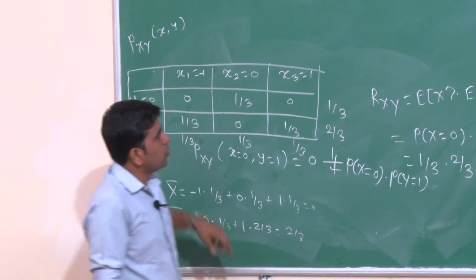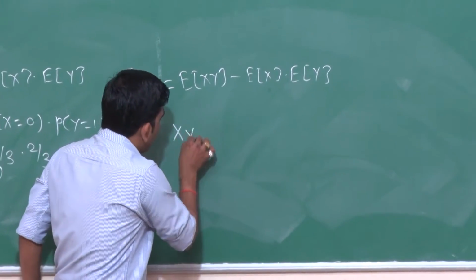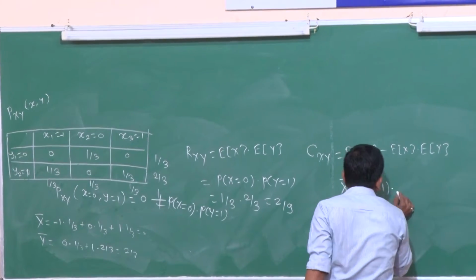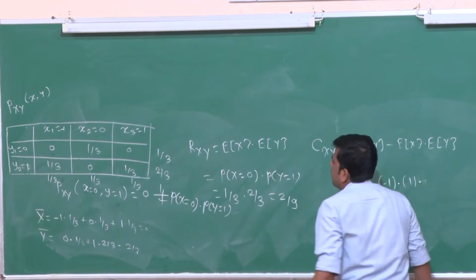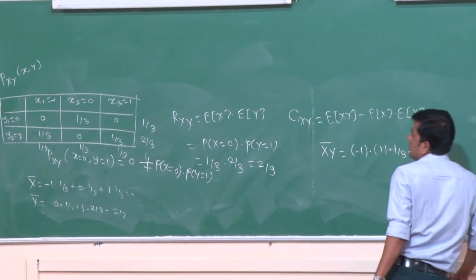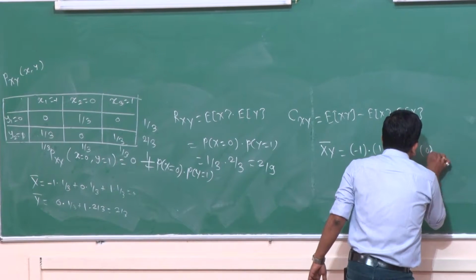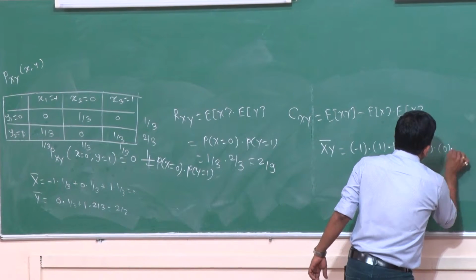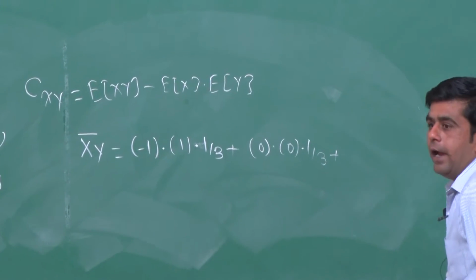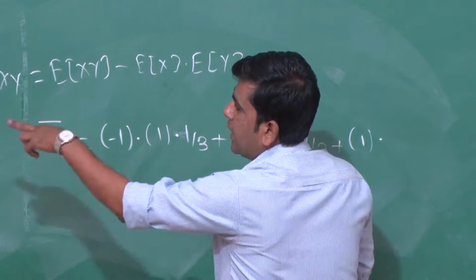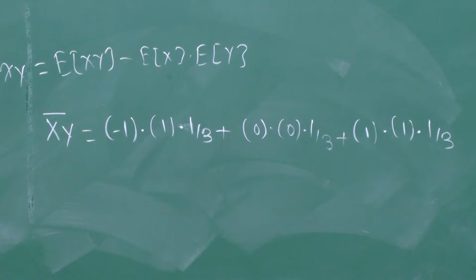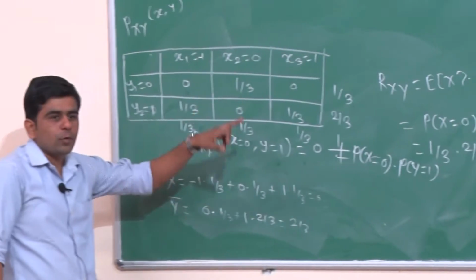So just calculate. X is equal to minus 1, that is xy bar, which is given as x is equal to minus 1 into y is equal to 1 into their joint probability 1 by 3, plus x is equal to 0, then y is equal to 0, their joint probability 1 by 3, plus x is equal to 1, y is equal to 1, their joint probability 1 by 3. Is it clear to all of you? We have to calculate the joint probability.